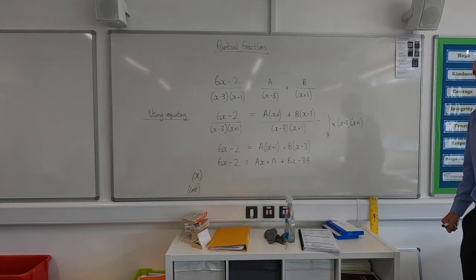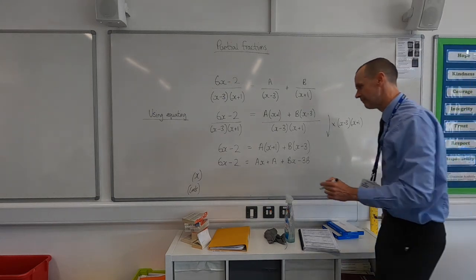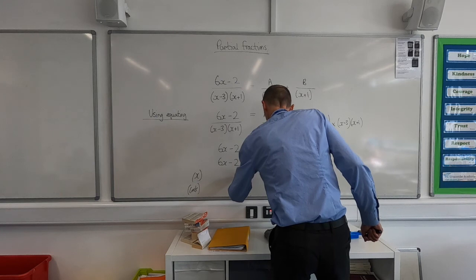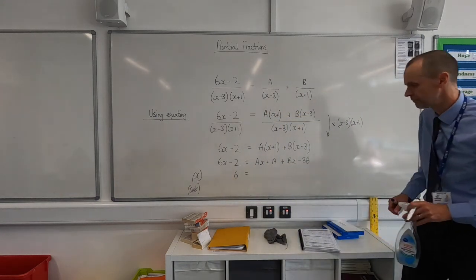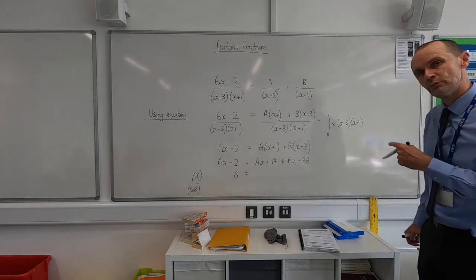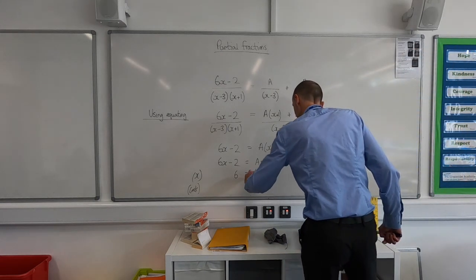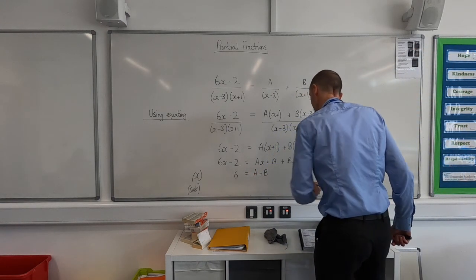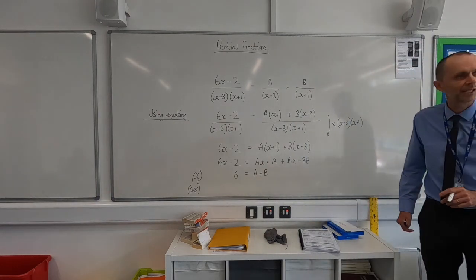So on the left-hand side, I've got 6 x's. And on the right-hand side, I've got a x's and I've got b x's. So I know that a plus b has to equal 6.